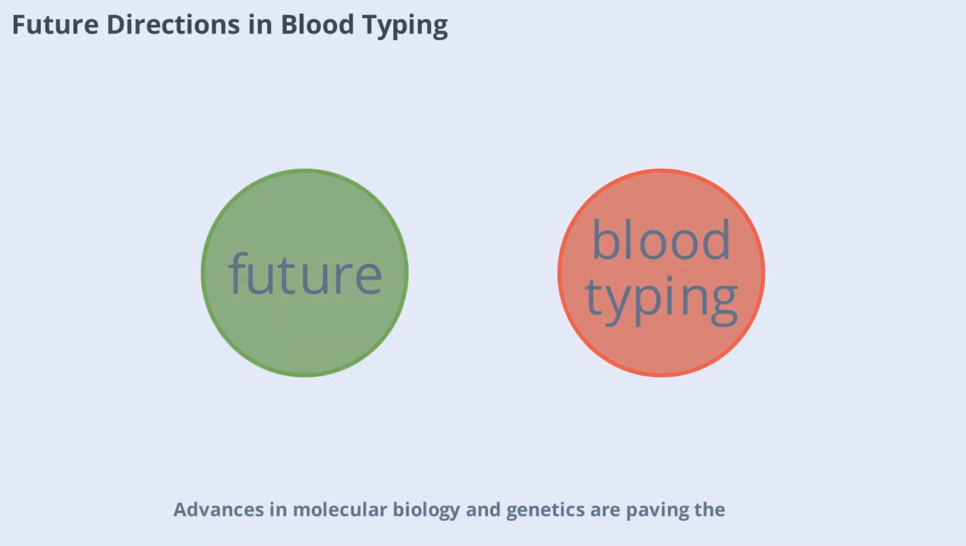Advances in molecular biology and genetics are paving the way for more precise and efficient blood typing methods. As technology evolves, the identification of rare subtypes like AM will become easier and more accessible, improving patient safety and expanding our understanding of blood group diversity.